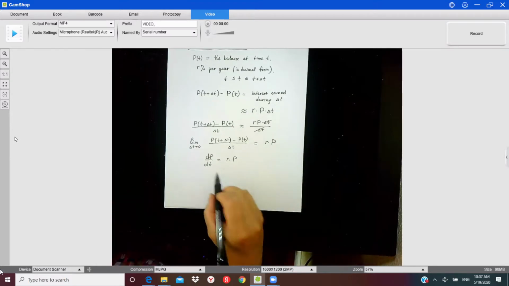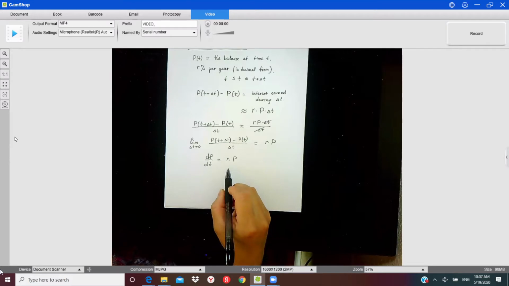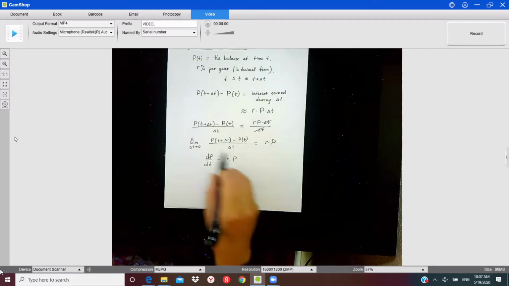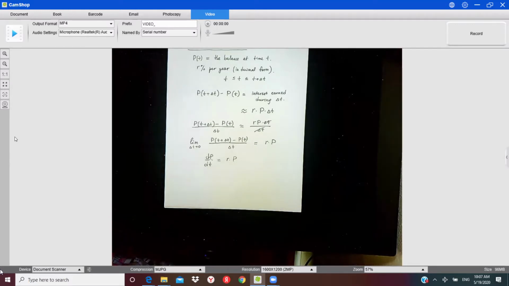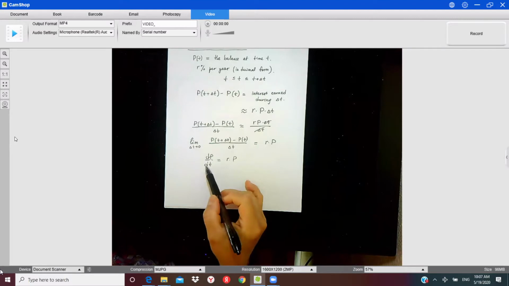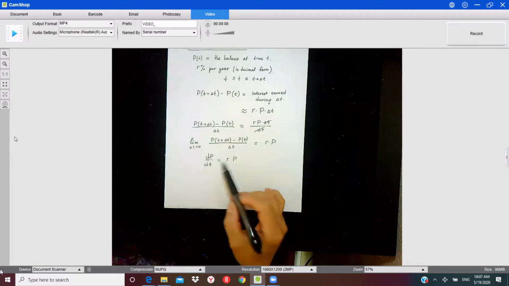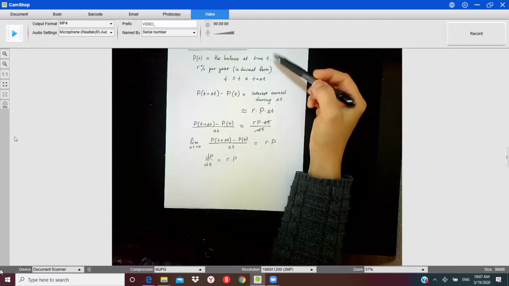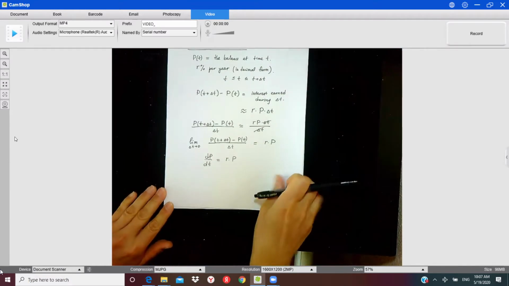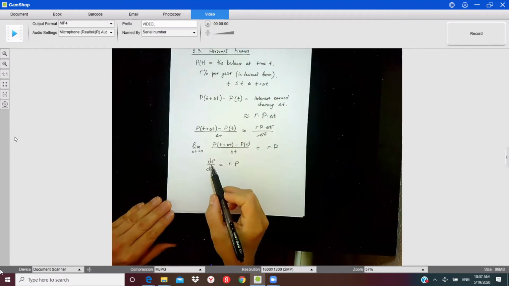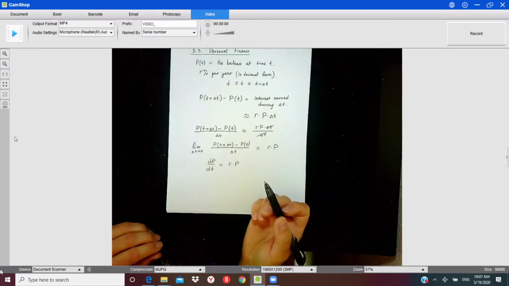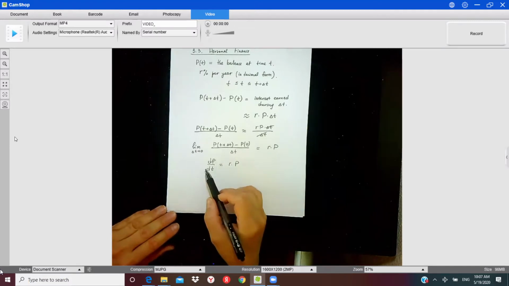So this equation should look familiar. This is the Malthusian model for population growth. Do you agree? Yes. We solved this equation last time, except today, instead of considering population, we're considering money, right? This P is the balance at time t, so it doesn't matter whether it's population or balance at time t, the model is the same.